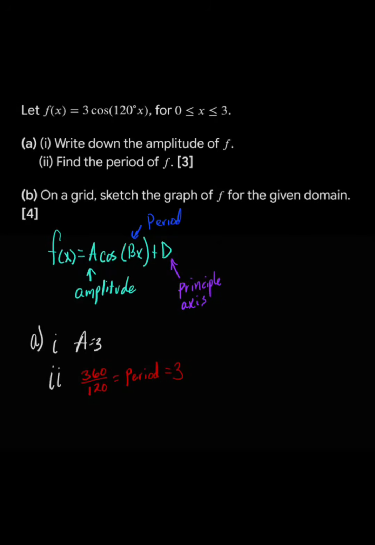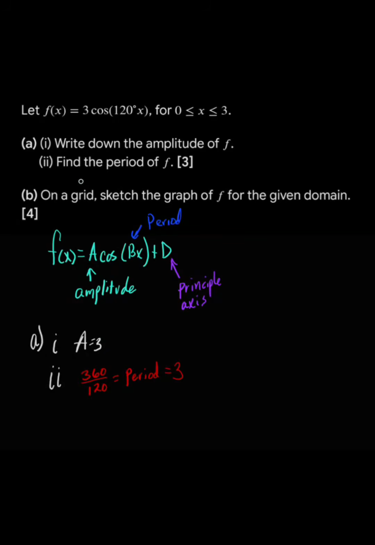For part A, we want to find the amplitude. The amplitude is the first value in front of the sine or the cosine. In this case, the answer is 3. The amplitude is 3. Always remember that amplitude is absolute value, so the amplitude is going to be a positive number, the distance between the principal axis to the maximum or the principal axis to the minimum.